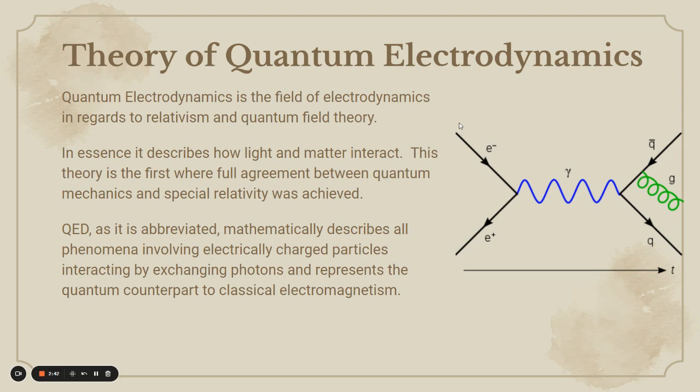QED, as it's abbreviated, mathematically describes all the phenomena involving electrically charged particles interacting by exchanging photons, and represents the quantum counterpart to classical electromagnetism. So this is another instance where Feynman took something that we understood in the classical sense and brought it into the quantum realm. Over here is one of his Feynman diagrams, which we'll talk a little bit more about in a minute.